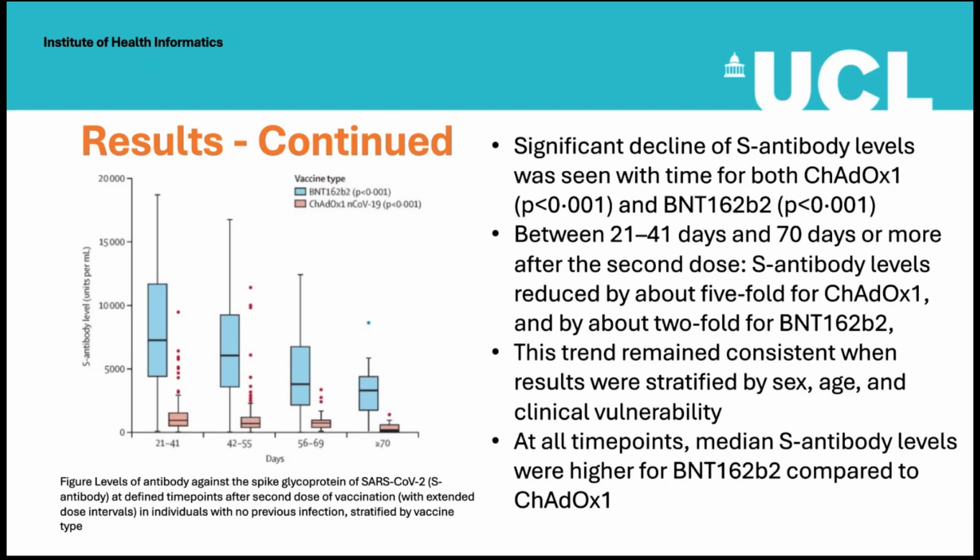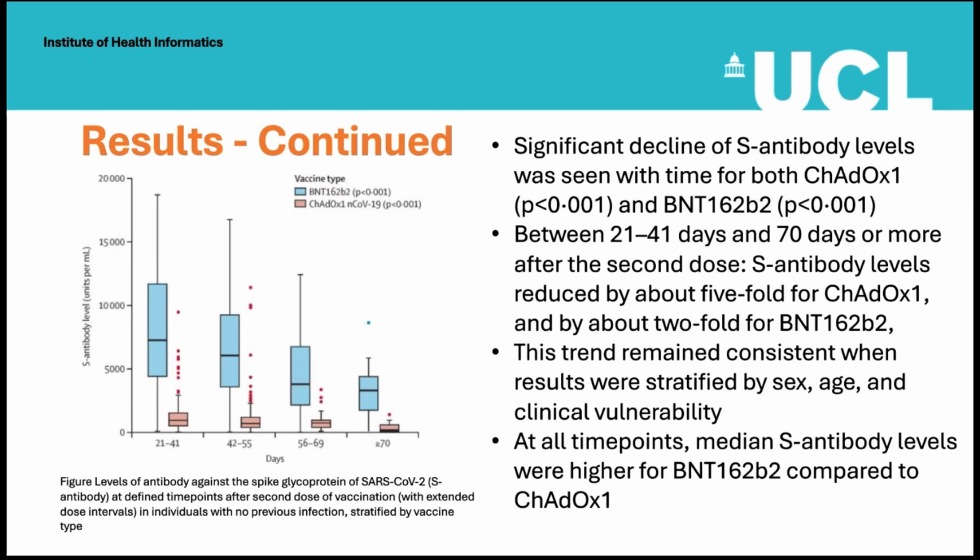But as you can see, the Pfizer vaccine, which is shown in blue here, led to much more stimulation of the immune system, which leads to higher antibody levels. And consequently, even though there was waning, levels were much higher at all time points since the primary course for the Pfizer vaccine than for the Oxford AstraZeneca vaccine.